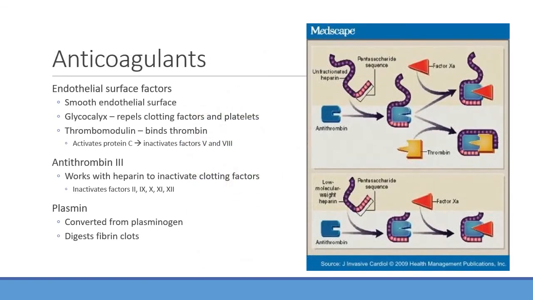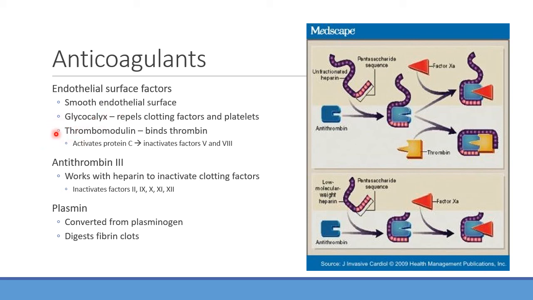So looking at some of the anticoagulants: we don't want to clot forever, because then all the veins and vessels are going to be full of clots. That's no good. We need to keep blood flowing where it should be. So there are some ways we can help prevent excessive clotting. Imagine some of the endothelial cell surface factors here. Things like a smooth endothelial surface: when it's nice and smooth, the platelets don't have anything to grab onto, and that helps to prevent clotting. They also have this glycocalyx, which will repel some of the clotting factors and platelets, and that keeps them from being activated.